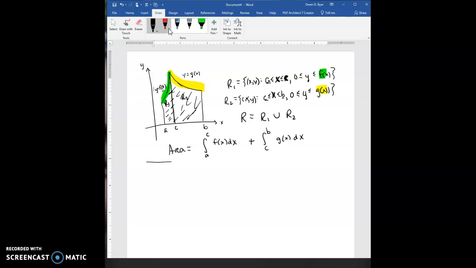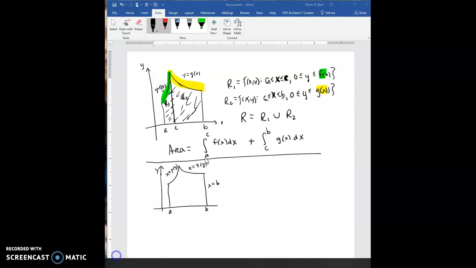Now you can ask yourself, what if we had the same region described here and we were going to integrate with respect to y? If we were integrating with respect to y first, how many regions would we need? Think about that for a second. Okay, I filled in a little bit more.